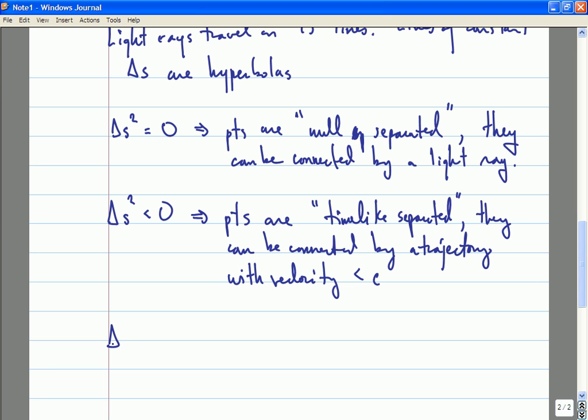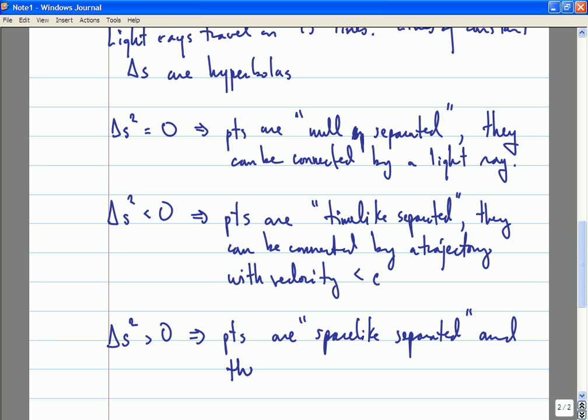Finally, if delta s squared is bigger than 0, then we say that the points are space-like separated, and they cannot be so connected. In particular, they could only be connected by a trajectory which travels faster than the speed of light, which is impossible. So sometimes we will say that two events which are space-like separated are causally disconnected, and points which are null or time-like separated are causally connected.